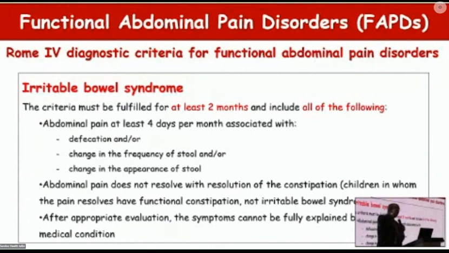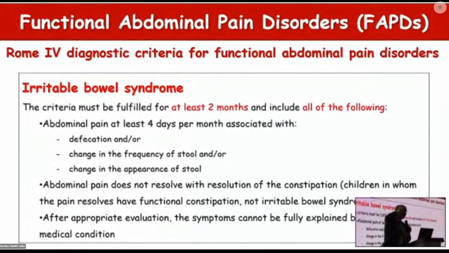The criteria should be present at least 2 months and include all the following: abdominal pain at least 4 days per month, يعني 1 day per week at least, associated usually with defecation or change in the frequency of stool or a change in the appearance of the stool.